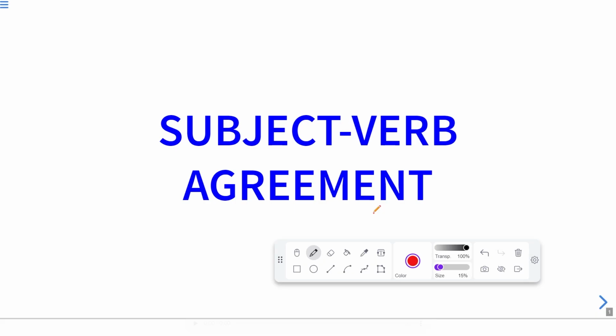In this session of English grammar, we are going to begin a new topic, that is subject-verb agreement. This topic is very important and interesting, and we may find many questions from it in our exam. It is very important from the point of view of your exam, and if you want to improve your English communication, this topic is really very beneficial to all of you.